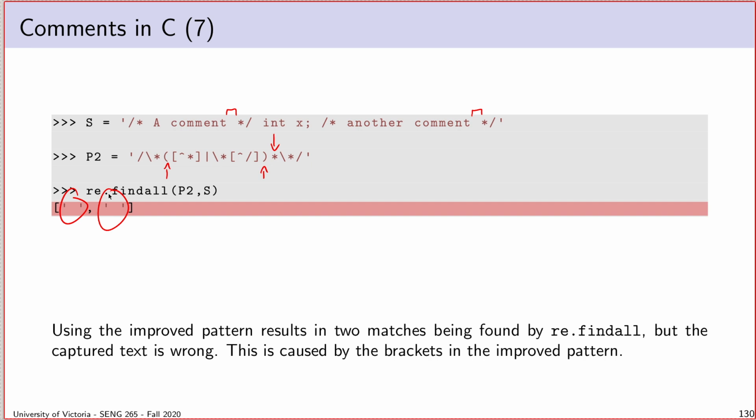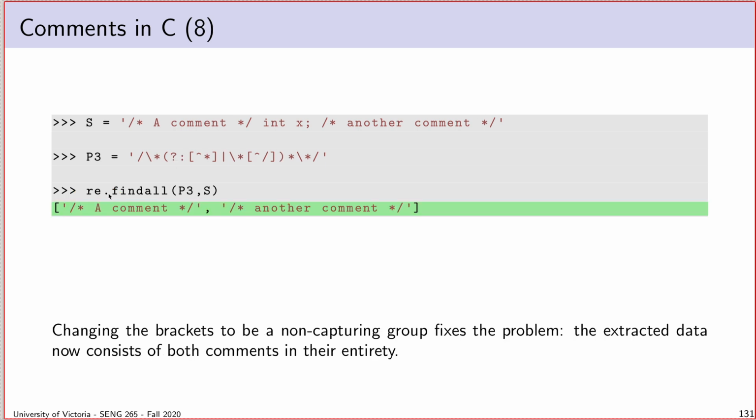The reason we're getting erroneous results, though, is because of the brackets. If I use a non-capturing group, which means find all no longer is thinking that the comment contains groups, in this case, then find all will just look for the entire pattern, and I will get 2 separate comments. This is correct. This is exactly what I want. It is now able to go through and find the 2 separate comments appearing in the original string.